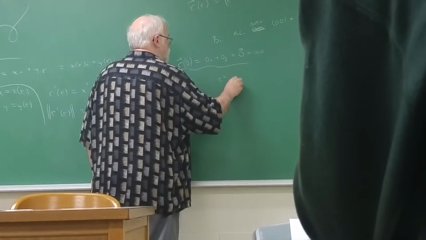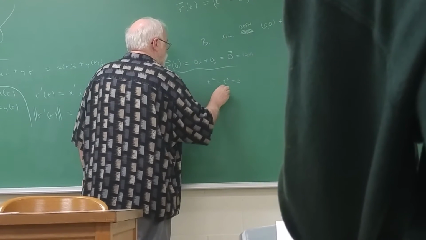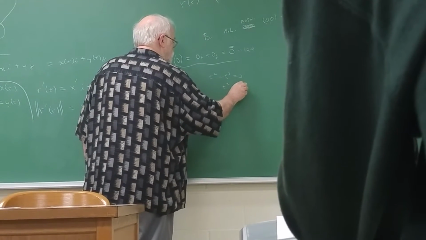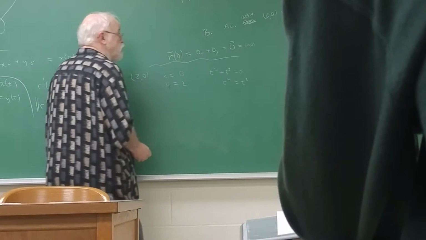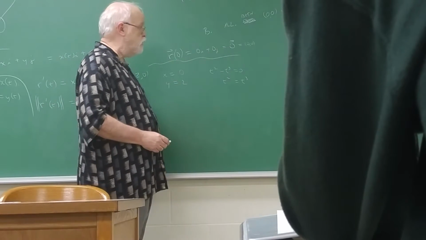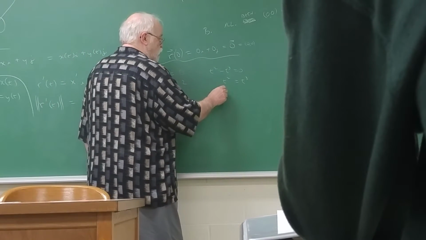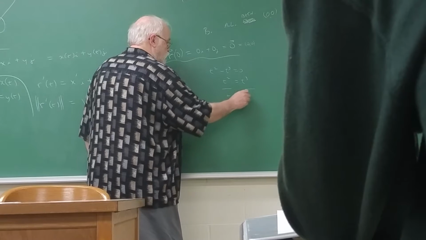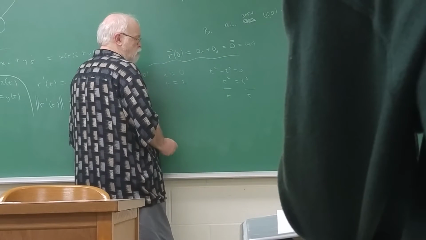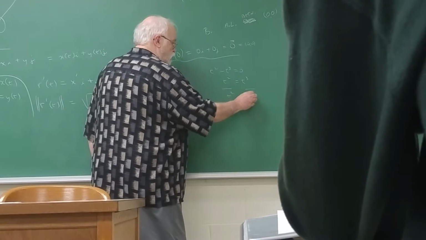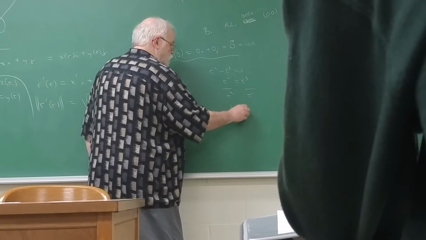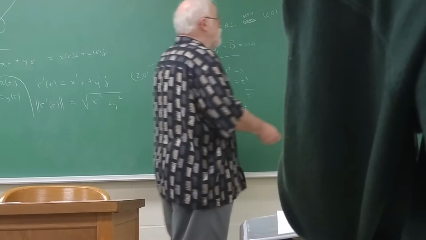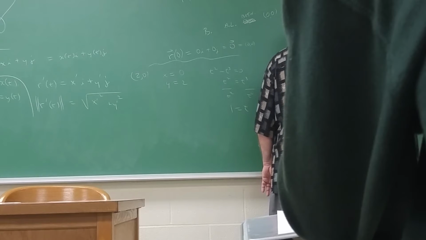If x is 0, this gives me t squared minus t cubed equals 0. And so t squared equals t cubed. And t is not going to be 0, because 0 gives us the origin. So if it's not 0, I'm allowed to divide by it, but probably better to divide by t squared. And I get 1 equals t. So the t value up here is 1.